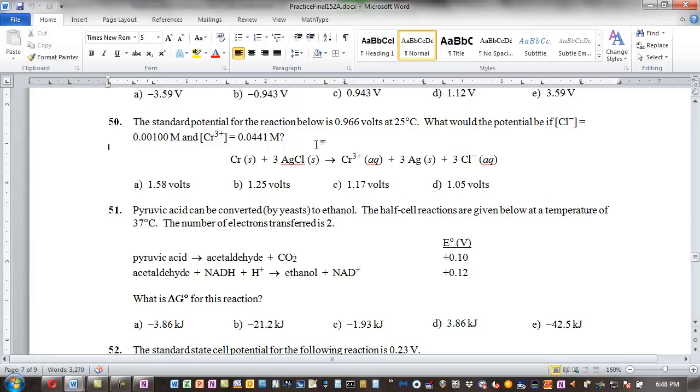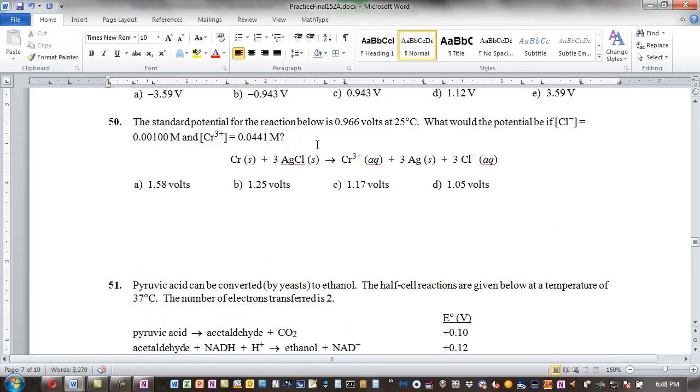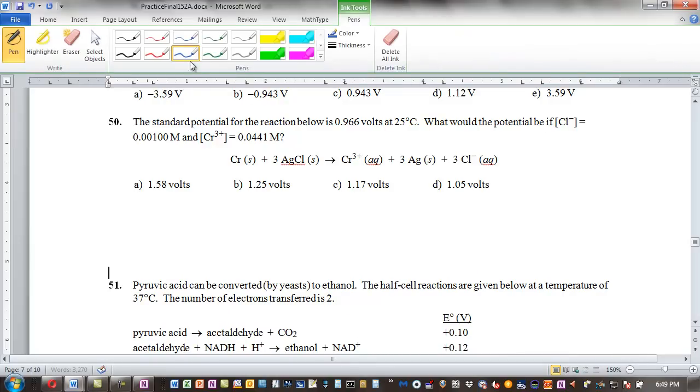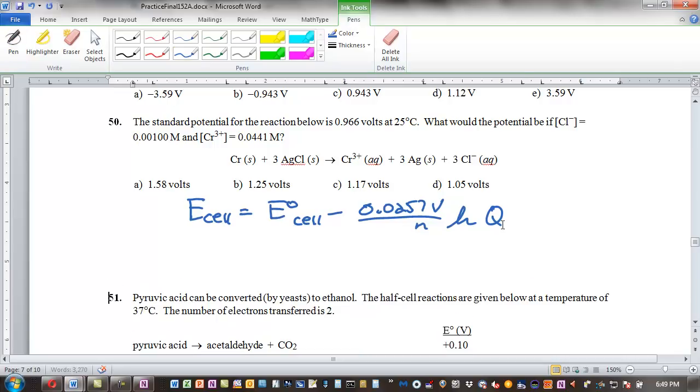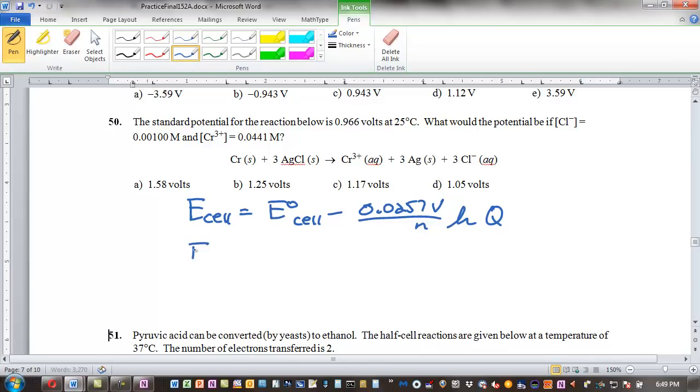So problem 50 on one of the practice finals. You're given a standard potential for the reaction is 0.966 volts. So it gives you the standard one. What would the potential be if chloride is 0.001 and chromium 3 plus is 0.04? Okay. So there's that same equation, the Nernst equation. This one you did not have to calculate the standard cell potential, it was given.